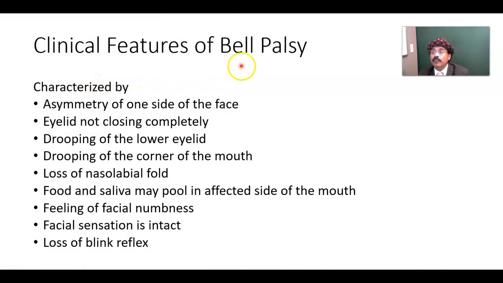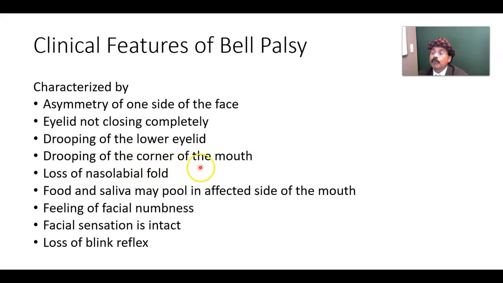Clinical features of Bell's palsy are characterized by asymmetry of one side of the face, as we have seen in the previous picture. The eyelid does not close completely because the orbicularis oculi muscle is paralyzed. That is a muscle of facial expression. Drooping of the lower eyelid, again due to the lack of function of the muscle around it, the orbicularis oculi, that is paralyzed. So there will be droop of the lower eyelid.